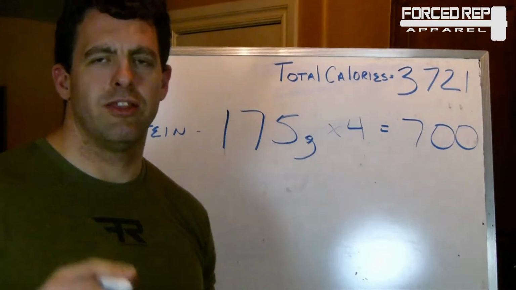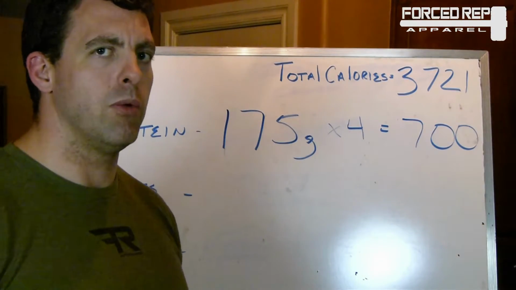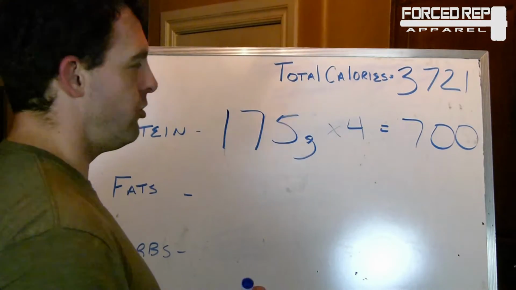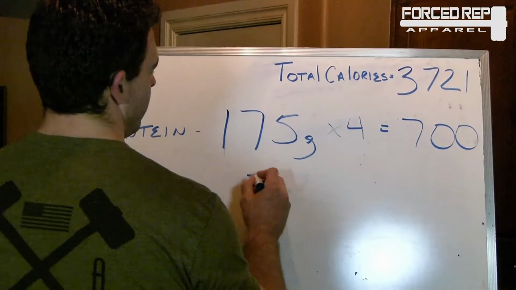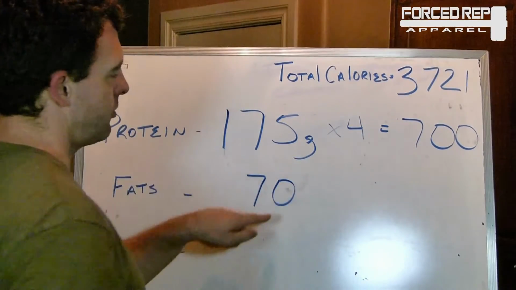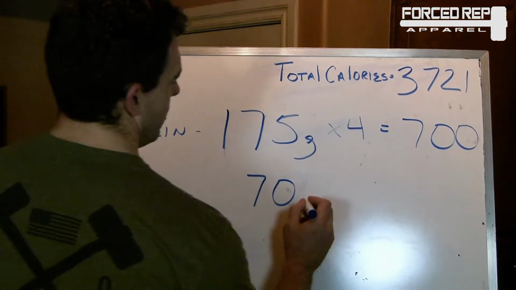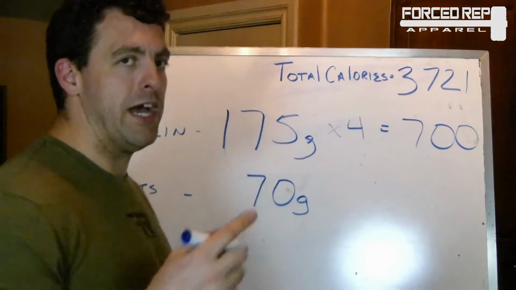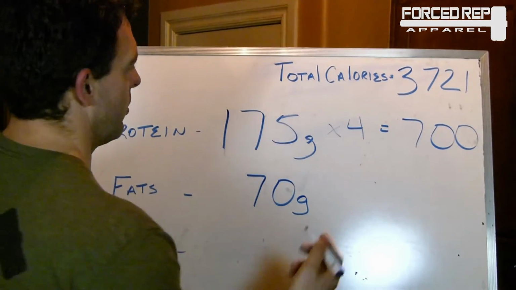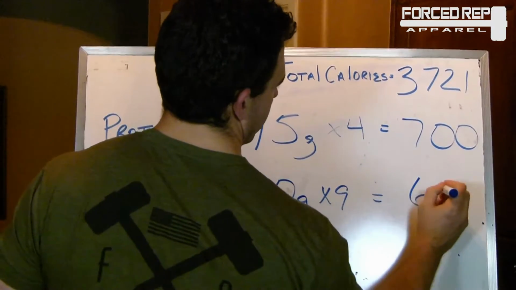Fat, do the same thing, but you want to do 40%. So multiply your current body weight by 0.4 or 40%. 175 times 40% is approximately 70 grams. So his fat intake on a daily basis is going to be 70 grams of fat. Now, each gram of fat is worth 9 calories, so we're going to multiply that by 9. And that gives us 630.